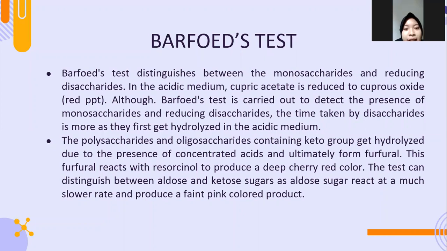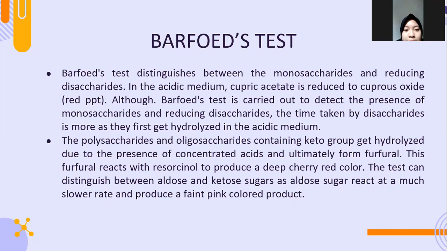Barfoed test. Barfoed test distinguishes between the monosaccharides and reducing disaccharides. In the acidic medium, cupric acetate is reduced to cuprous oxide, a red precipitate. Although Barfoed test is carried out to detect the presence of monosaccharides and reducing disaccharides, the time taken by disaccharides is more as they first get hydrolyzed in the acidic medium.